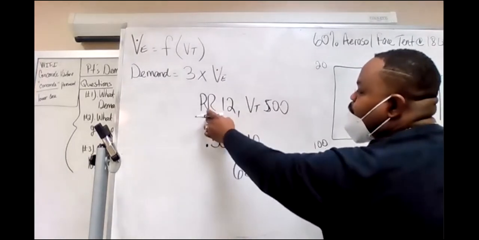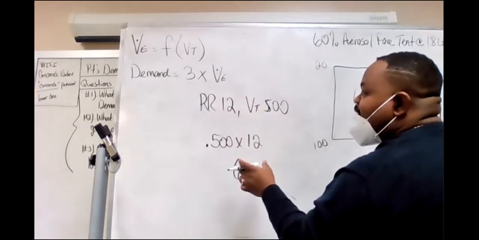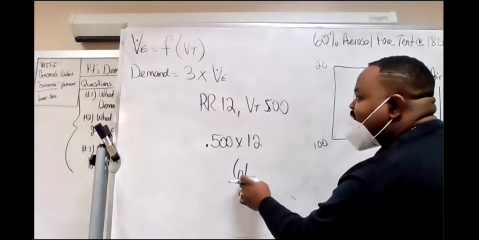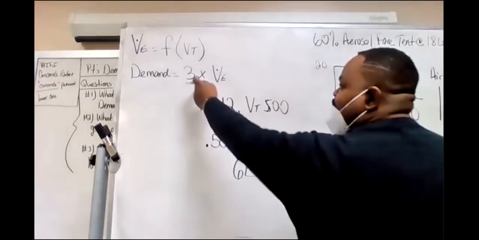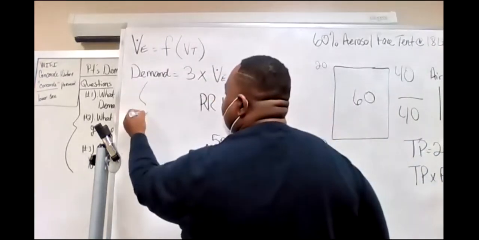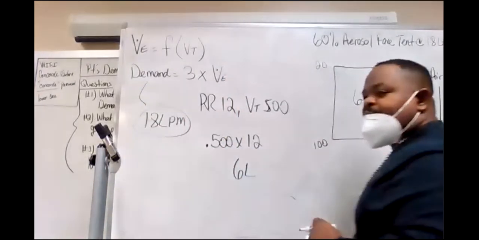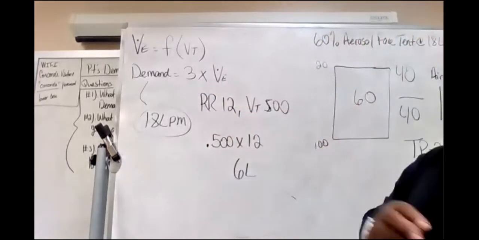So if he's breathing 12 times a minute at 500 tidal volume, his minute ventilation is 6 liters. If his minute ventilation is 6 liters, then what is his demand? 6 times 3. 18. So his demand would be 18 liters per minute. That's how you find demand. Demand is 3 times the minute ventilation.